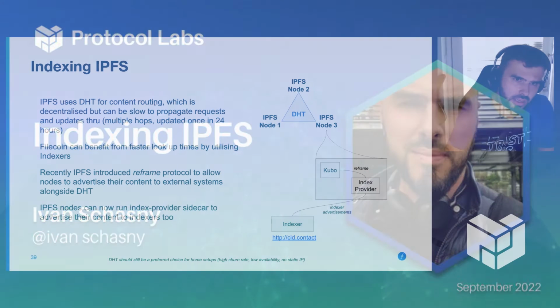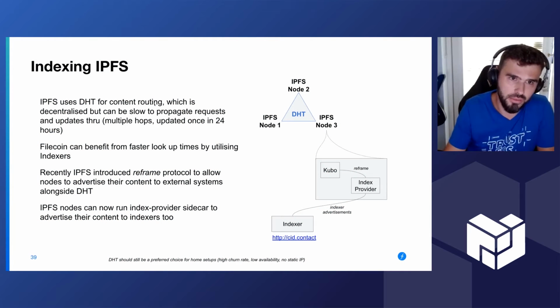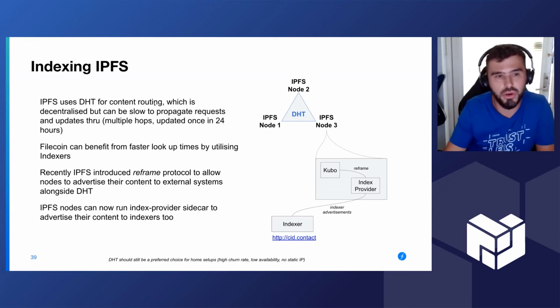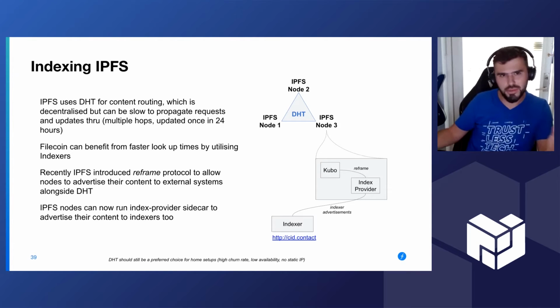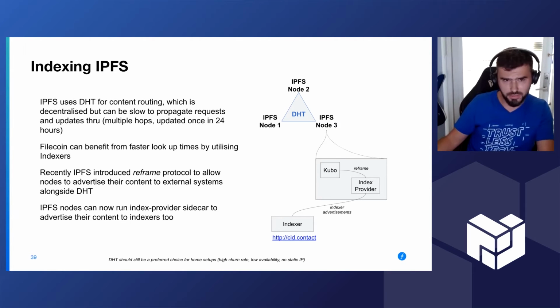IPFS nodes use the DHT for content routing, which is decentralized but can be slow to propagate requests. It requires multiple hops to find a single piece of content on IPFS, and just generally can be slow. Filecoin can at the same time benefit from faster lookups by utilizing indexes, which are really fast to find the providers that have a certain piece of content.